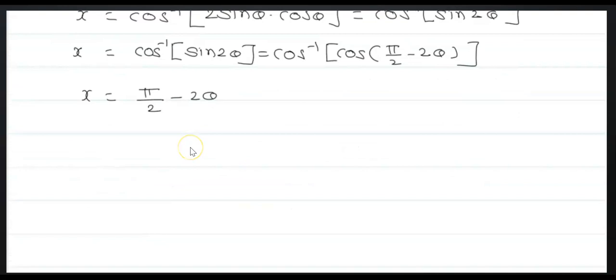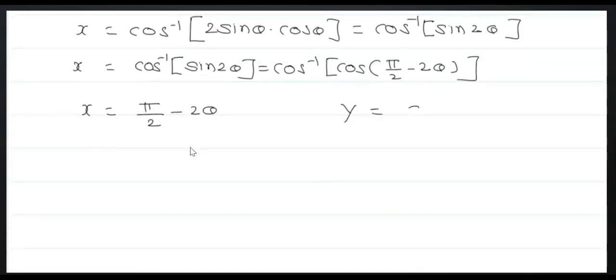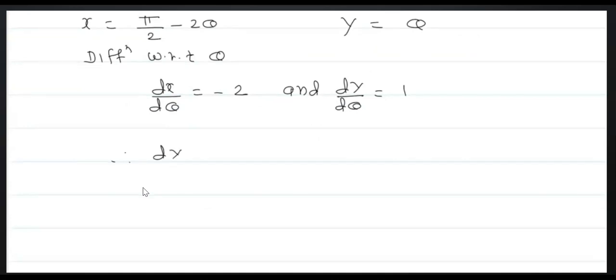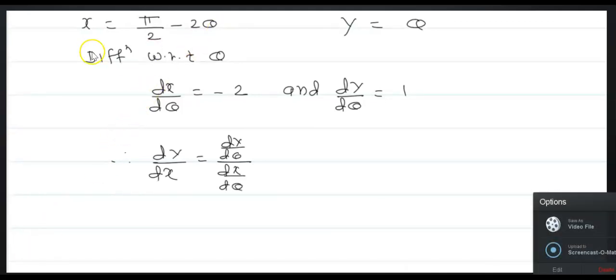Now substitute the value of theta. y is equal to theta. Again, we can differentiate here with respect to theta, no problem. Theta is not present. Therefore, dx upon d theta is equal to minus 2 and dy upon d theta is equal to 1. Sometimes it is possible when there is no power of theta. After differentiating, you are getting the constant. That is, dx upon d theta is minus 2. Therefore, instead of putting that value of theta, we can get the answer in the same way.